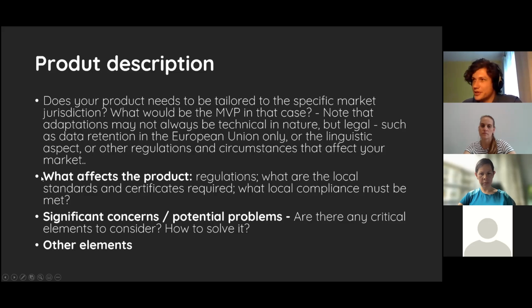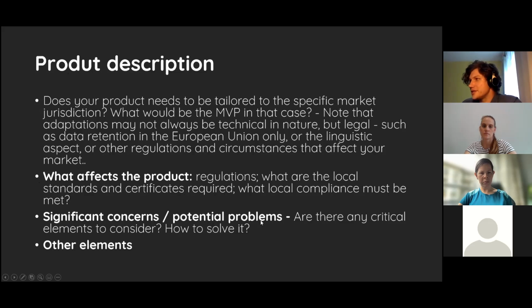And this is also important. What affects the product regulations? What are the local standards and certificates required? What local compliance must be met? This should be described in this product description segment.